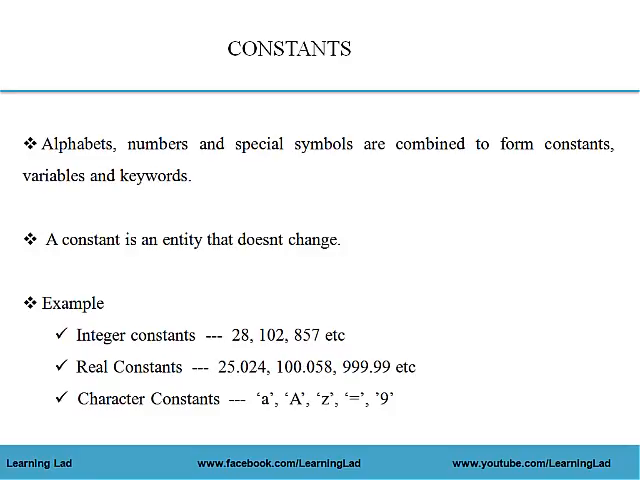An integer constant is a whole number like 28, 102 or 857. The real constants are the numbers with a decimal value. It may be like 25.024 or 100.05, etc. A character constant is a single alphabet or a digit or a symbol written in the single quotes. For example, it's A written in the single quotes, then capital A, Z, equal to or 9. These are the character constants.